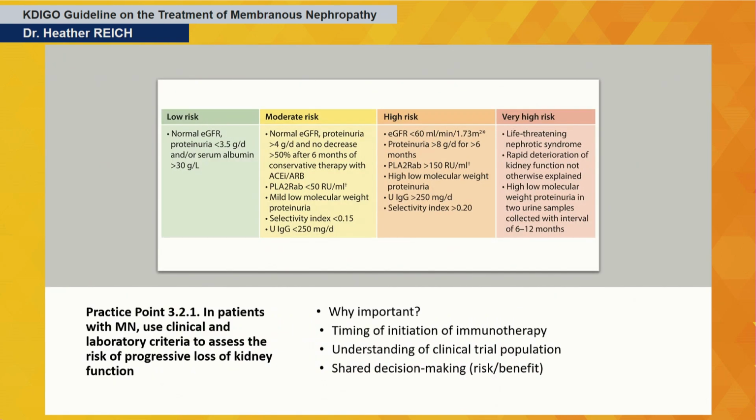Once the diagnosis of membranous nephropathy is made, the guidelines suggest using clinical and lab criteria for risk stratification. And of course, this is important for decisions about treatment, also informing patients about their risk. And finally, it is helpful in terms of interpreting clinical trials. And you'll see the new guidelines include things such as PLA2R antibody titer, as well as urine molecular weight protein excretion. And I'm not sure that this is going to be the final stratification strategy because not all of these are readily available clinical tests.